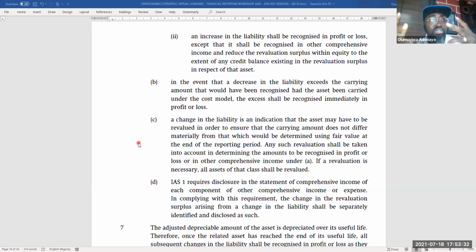IAS 1, which deals with presentation of financial statements, requires disclosure in your statement of profit or loss and other comprehensive income, which is otherwise known as statement of comprehensive income, of each component of other comprehensive income or expense. In complying with this requirement, the change in revaluation surplus arising from the change in liability shall always be separately disclosed, which means even though they both impact revaluation reserve, what are they? One, gain arising from revaluation. Two, changes arising from remeasurement of decommissioning provisions. Those two, though they affect revaluation reserve, must be disclosed separately and not offset within the presentation of other comprehensive income.